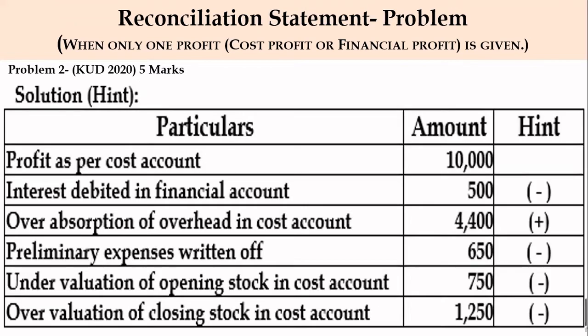So let us see the hint here. This is the hint which I have given here. Profit as per cost account is 10,000. So 500 will be deducted. 4,400 over absorption of overhead in cost will be added, and other items will be deducted. So you should be very thorough with these points, which are the things to be added and which are the things to be deducted. If suppose one point goes up and down, the whole format will be spoiled and the financial profit will be wrong. So be careful while selecting these items.